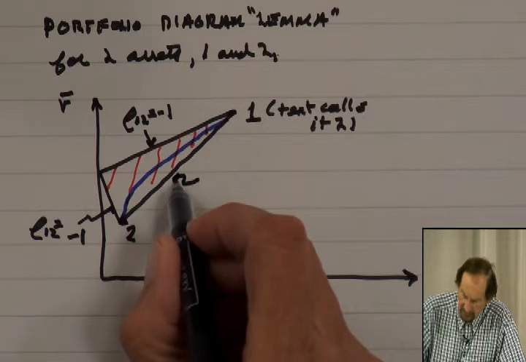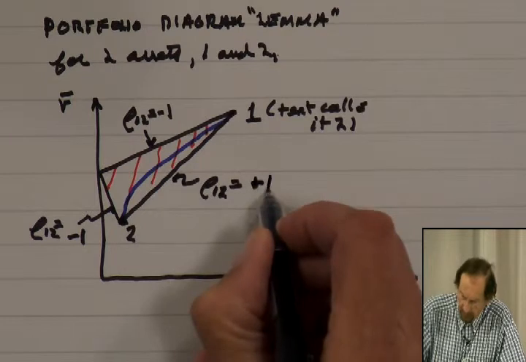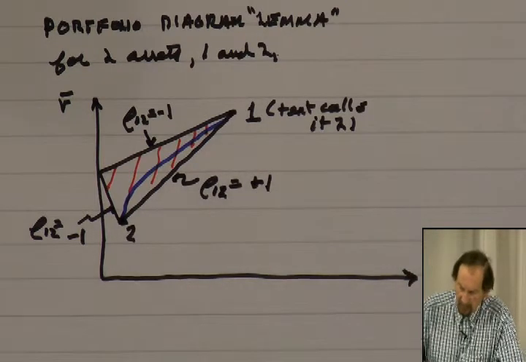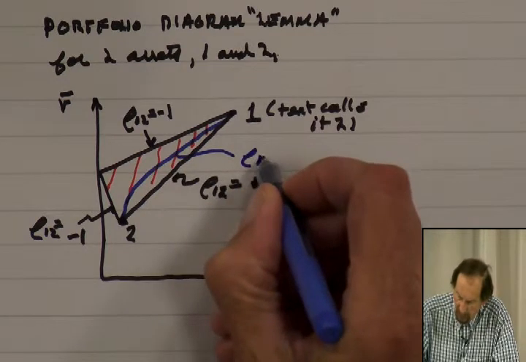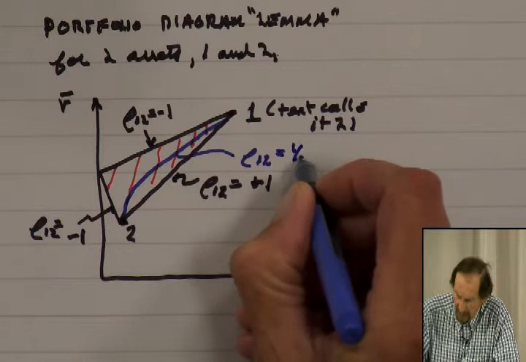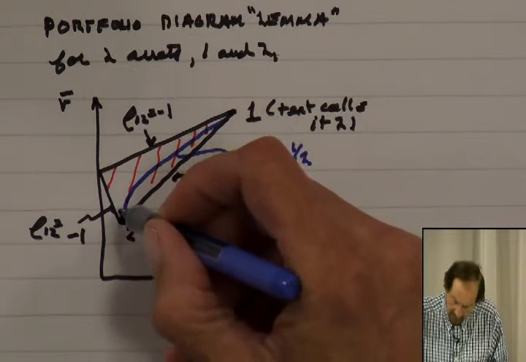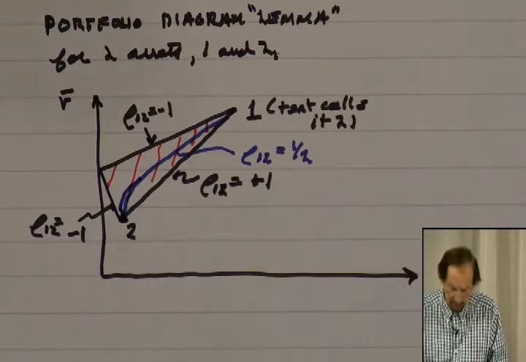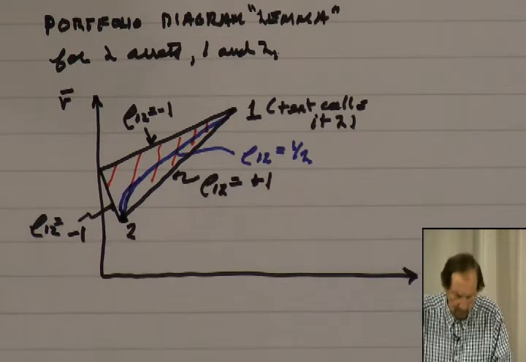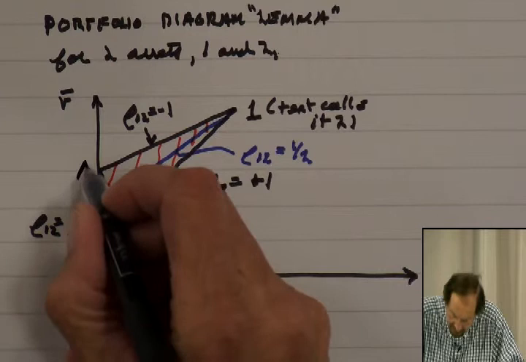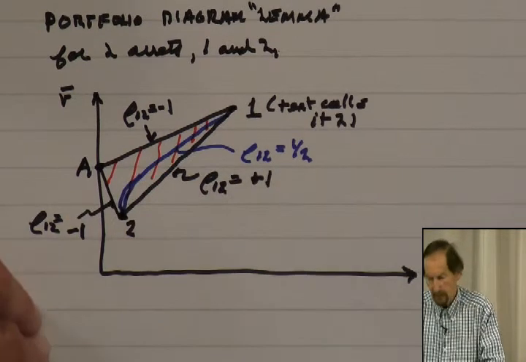This leg is rho 1,2 equals +1. And somewhere in the middle here we have this other one that corresponds to rho 1,2 equals 1/2. Now what does this mean here? We're going to call this point here A, this third vertex. So let's see what this means.